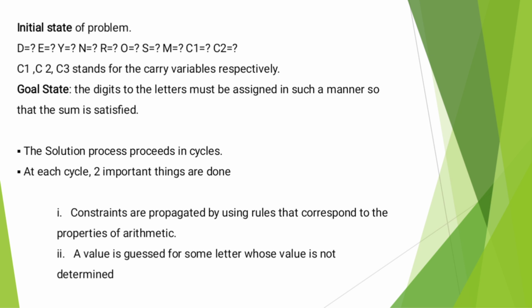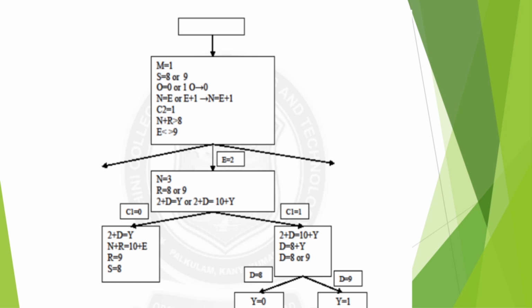In the goal state, the digits must be assigned to the letters in such a manner that the sum is satisfied. The solution process proceeds in cycles. At each cycle, two important things are done. Constraints are propagated by using rules that correspond to the properties of arithmetic, and a value is guessed for some letter whose value is not determined. This is the flowchart for this. The explanation then follows.